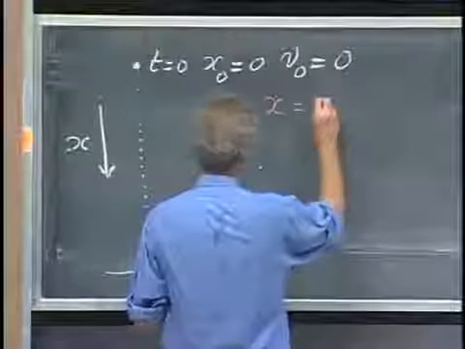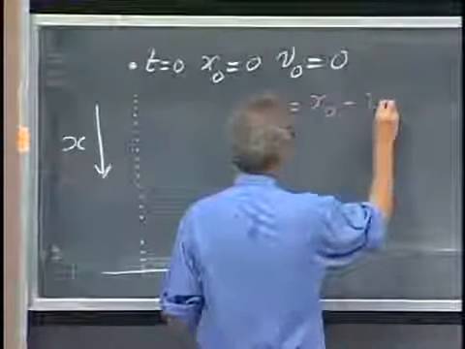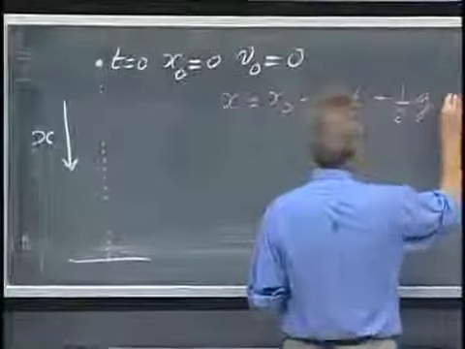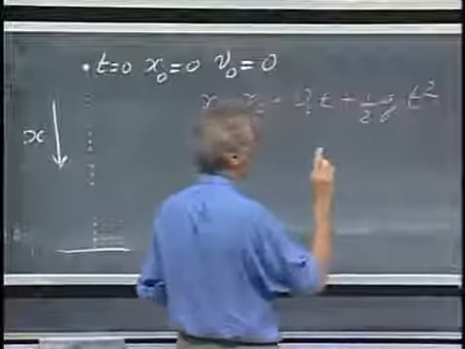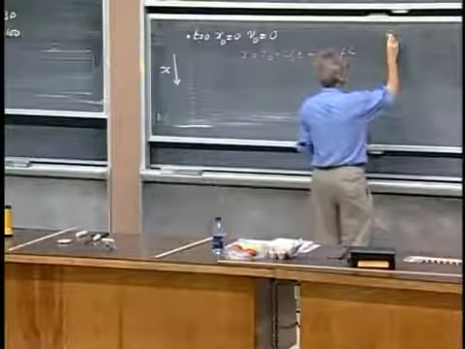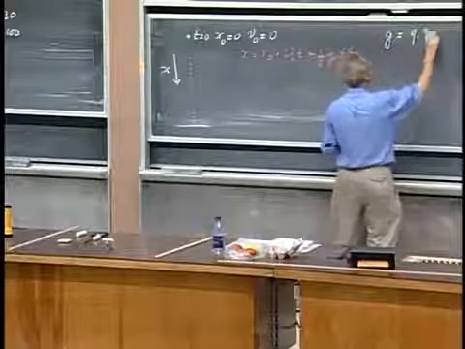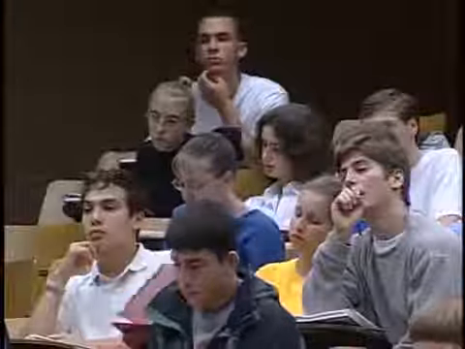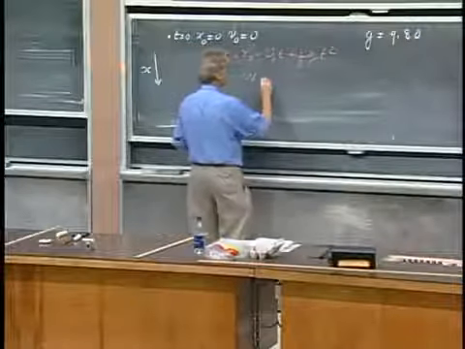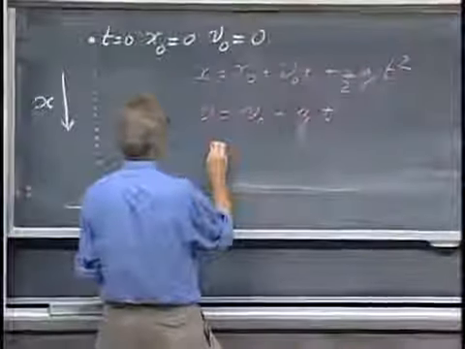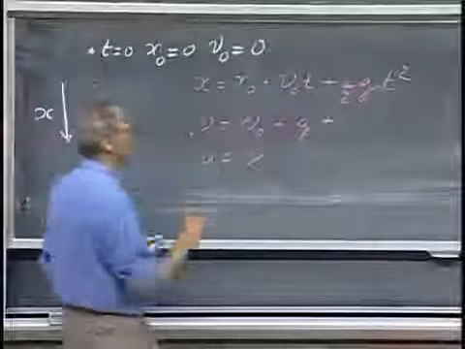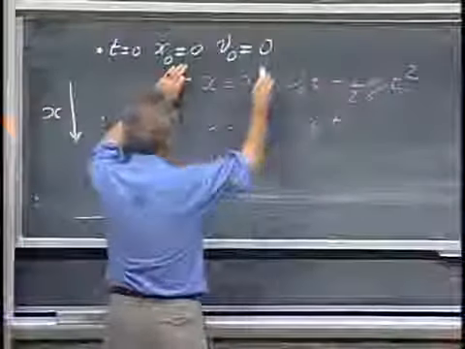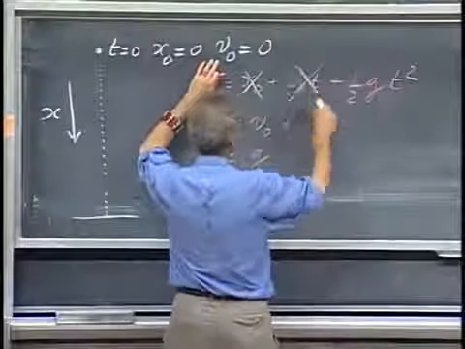x equals x0 plus v0 t plus 1/2 g t squared. And g now is 9.80 meters per second square. The velocity at any moment in time equals v0 plus g t, and the acceleration is constant, is simply g. Now, in my case, I have chosen t equals 0, x0 is 0, and I've chosen v0 to be 0, so these go.